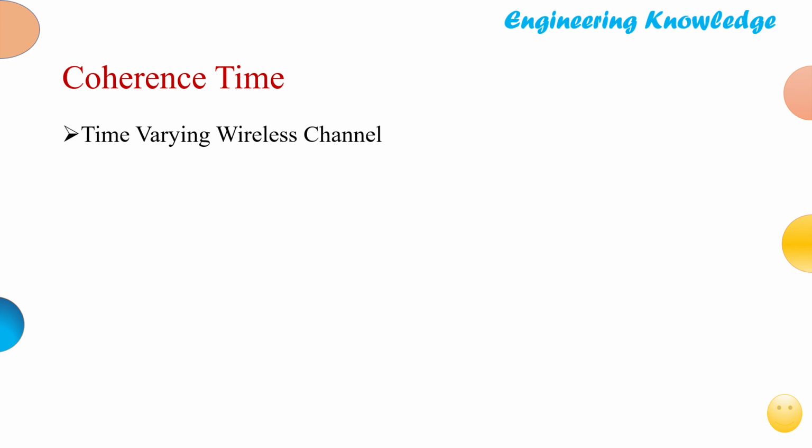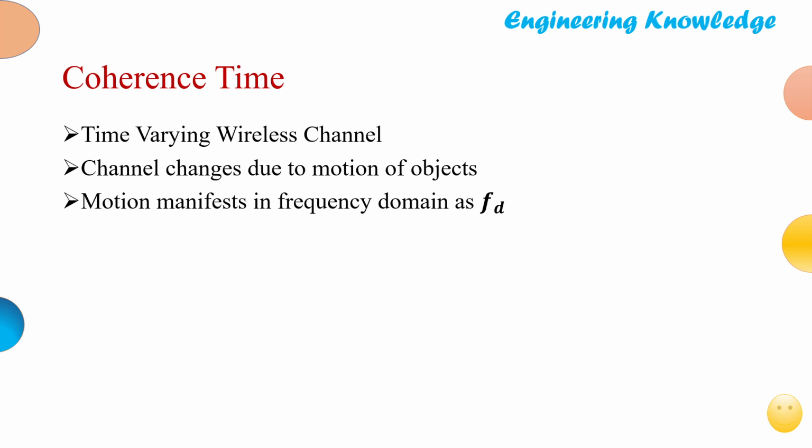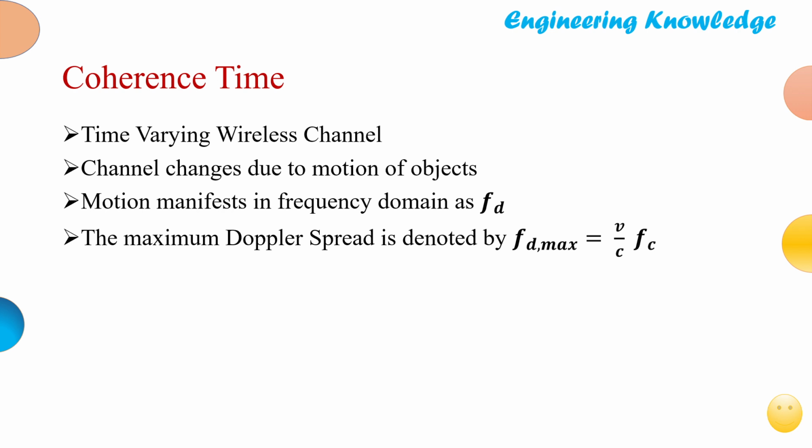So the time varying wireless communication channel is characterized using coherence time. This time variation is because of the Doppler shift. The channel changes due to the motion of various objects in the signal. This motion manifests in the frequency domain as Fd. Now this Fd has a maximum value because the cos theta can be at max plus minus 1.